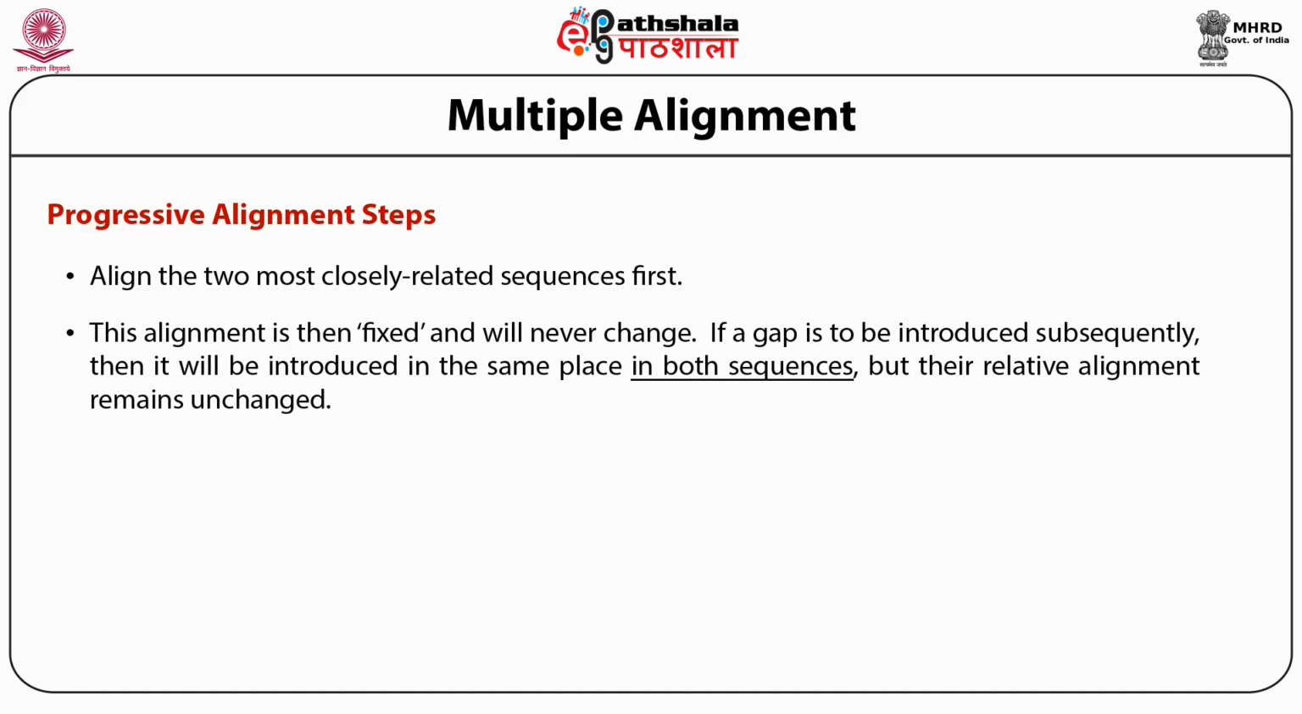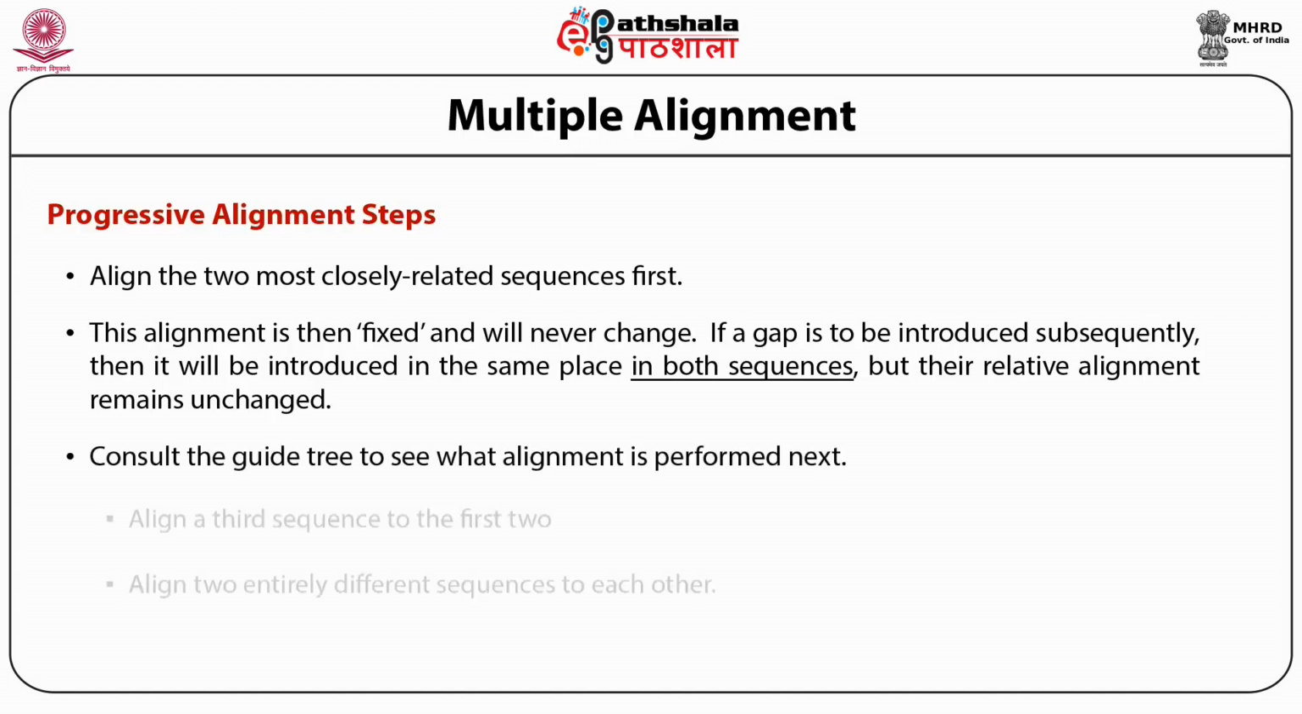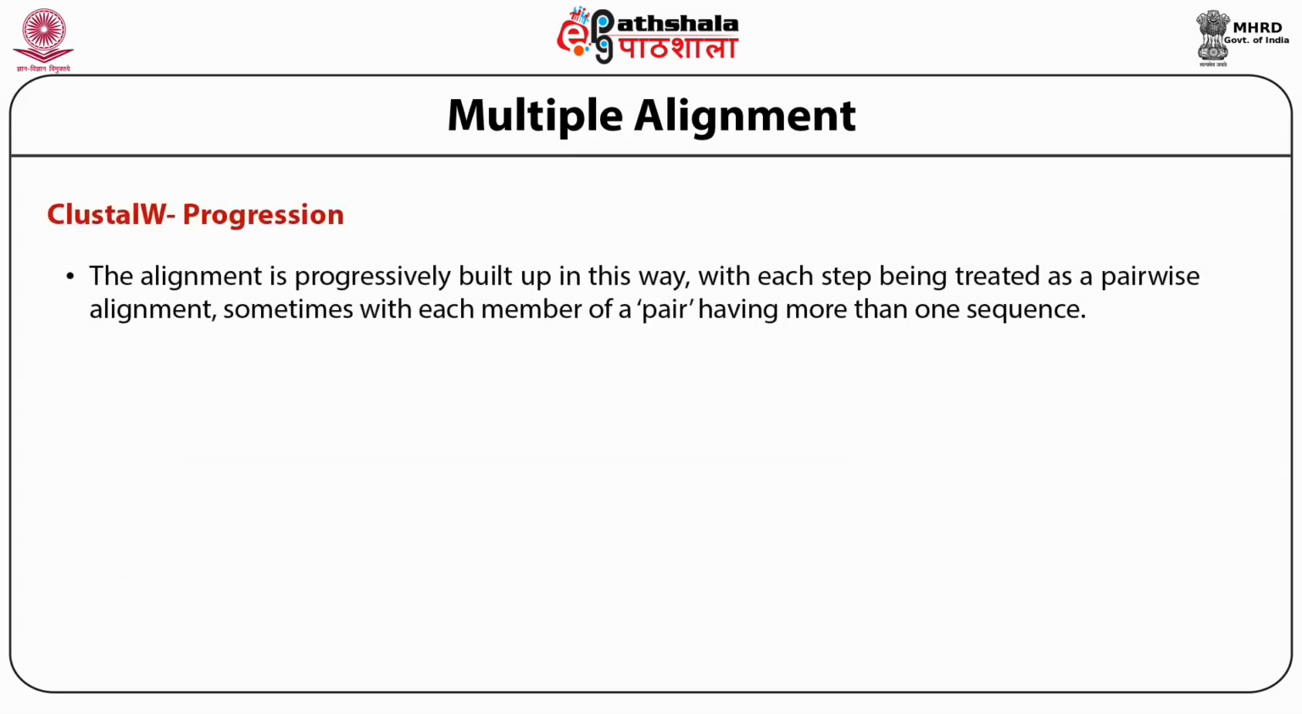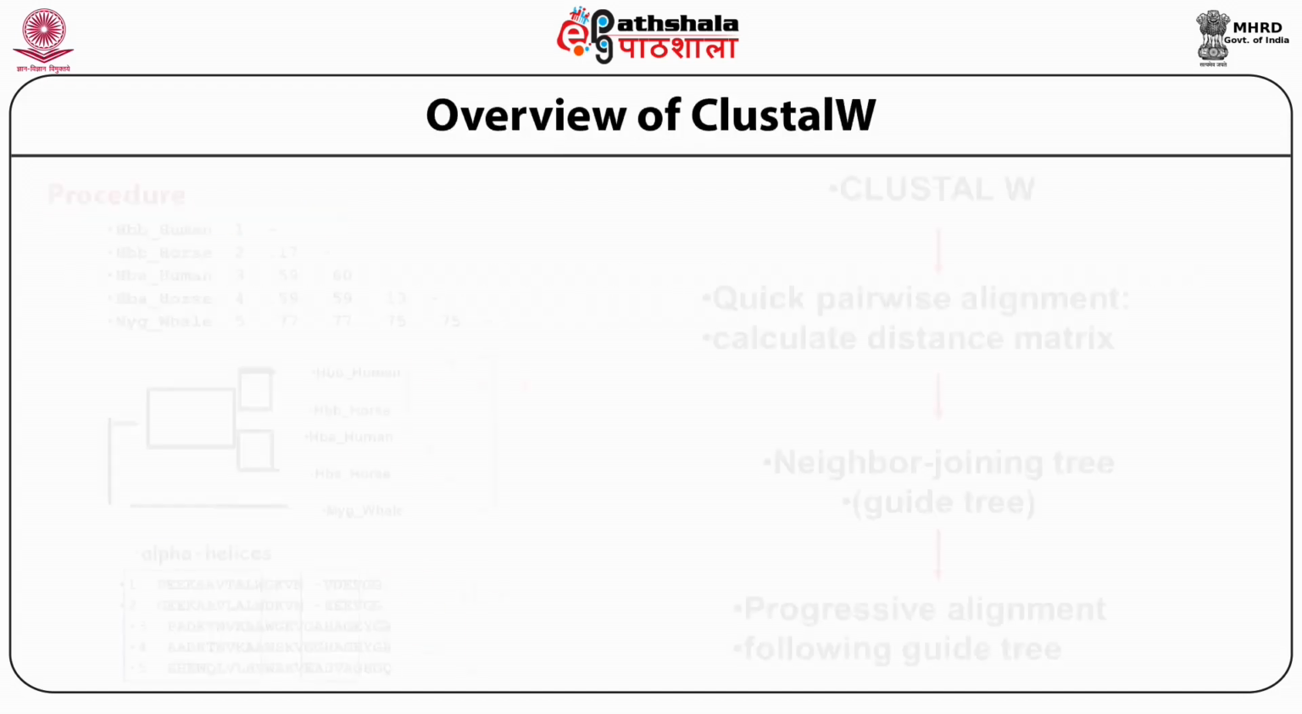If a gap will have to be introduced subsequently, then it will be introduced in all the sequences, that's in both the sequences of the pair exactly at the same position, so that their relative alignment does not change. Then you can add onto sequences the one which is the most close to these two. Now that may be a single sequence, or that may be something already in another alignment. And how do you handle these? So these you align and you progressively build up this alignment until you have exhausted all the sequences that you have in your set. So let's illustrate this.